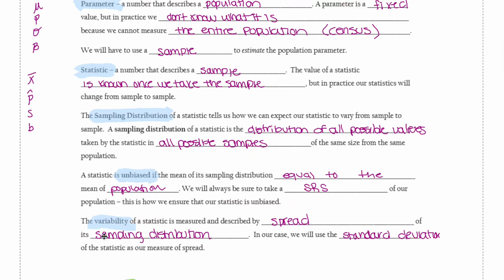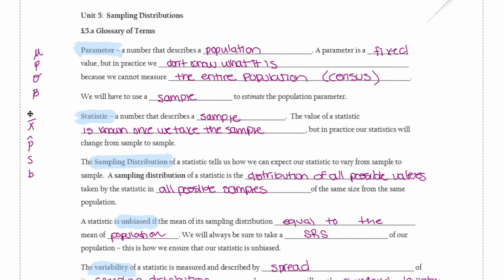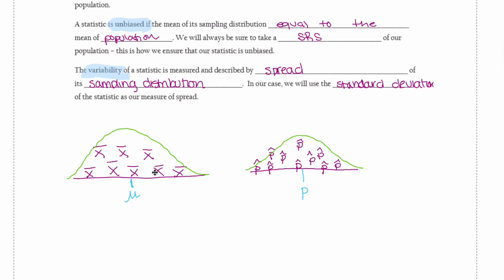The variability of a statistic is measured and described by the spread of its sampling distribution. In our case, we will use the standard deviation of the statistic as our measure of spread. So here are a couple of notations you'll see frequently. Those are for populations and those are for samples. So this is for the means, this is proportions, this is standard deviation, and this one I'm not really sure, but we'll get into that later on.